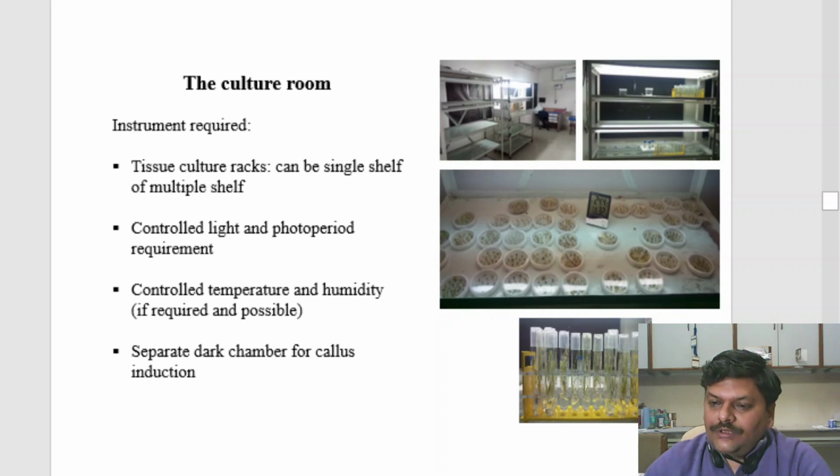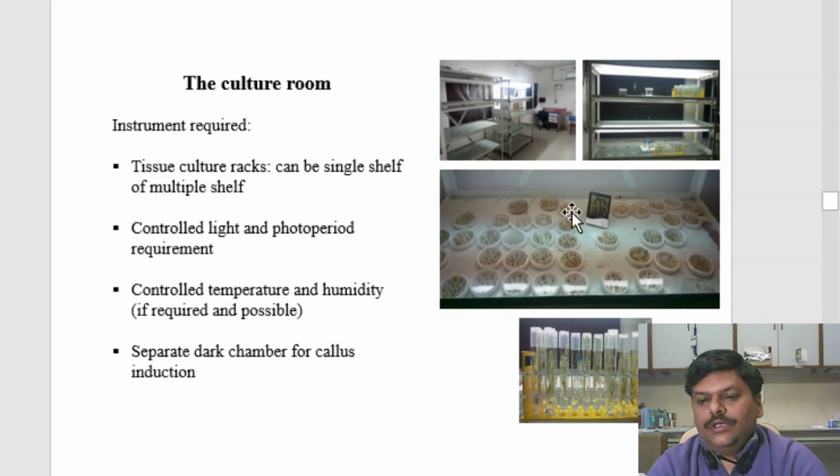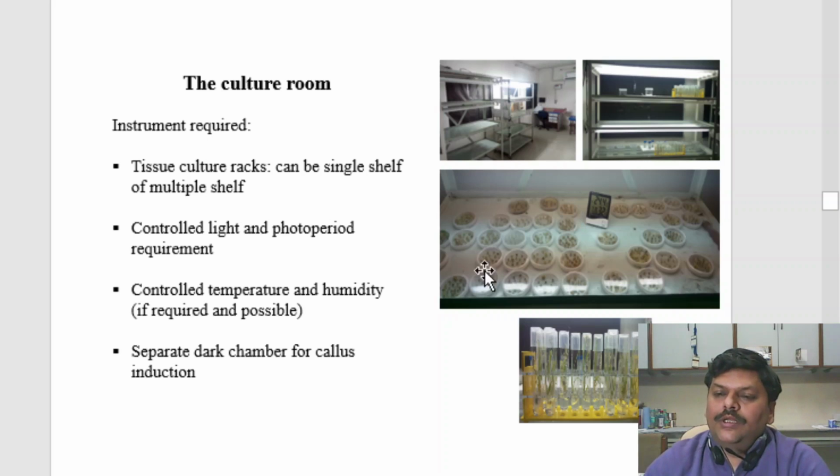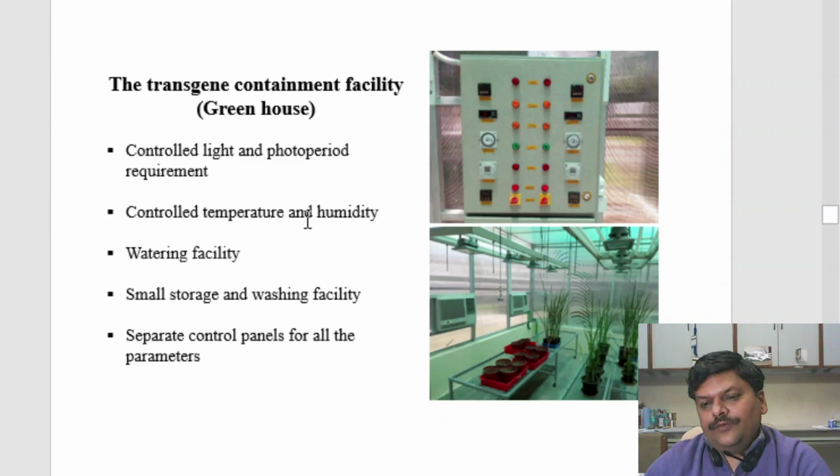Afterwards, if you see here, the plants have been regenerated and they are kept in tubes. And from these tubes, the plants, after hardening and rooting, go into soil, potted soil, or directly into the fields for further development. And if we are dealing with production of transgenic plants, then we also need one transgenic containment facility.